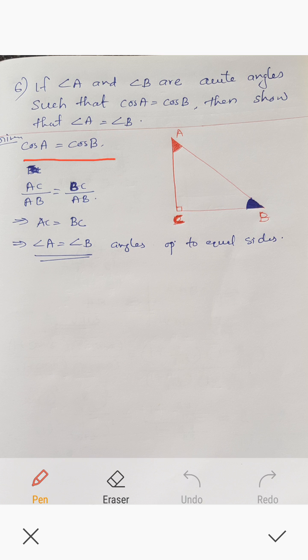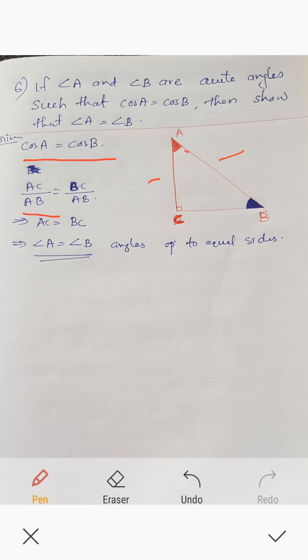So let's start with cos A equal to cos B. In this figure, cos of angle A, what is cos A? Adjacent side of angle A divided by hypotenuse. So adjacent side of angle A is AC, hypotenuse is AB. So LHS and RHS we are substituting the ratio of sides. So cos A is written as AC by AB.